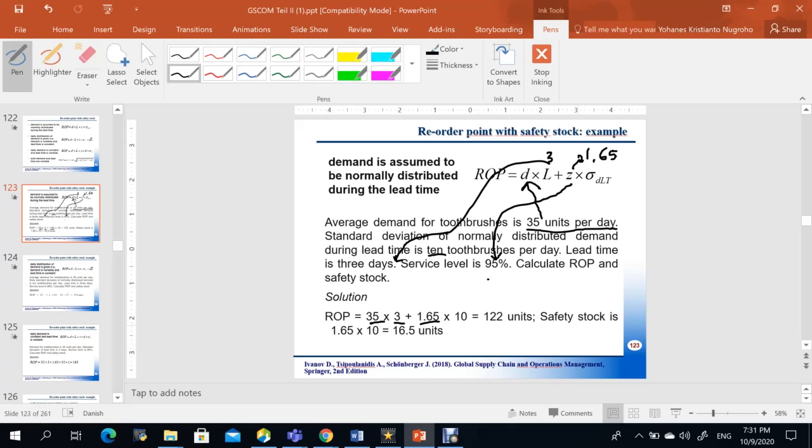What about safety stock? Safety stock is simply Z times the standard deviation of normally distributed demand during lead time. So 1.65 times 10 equals 16.5 units.